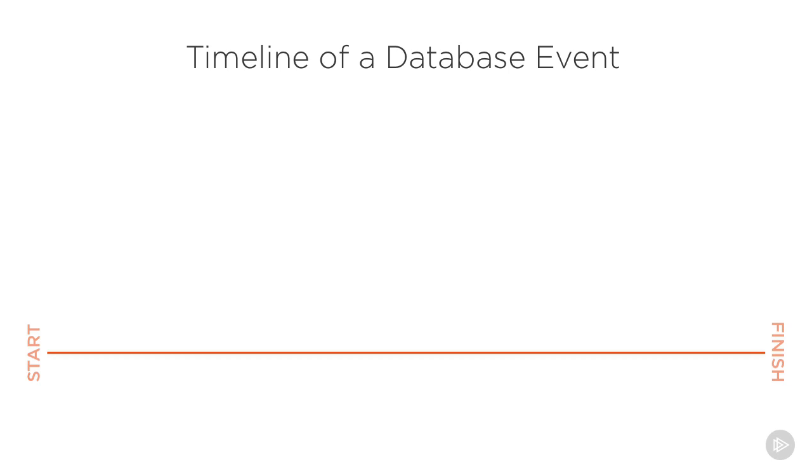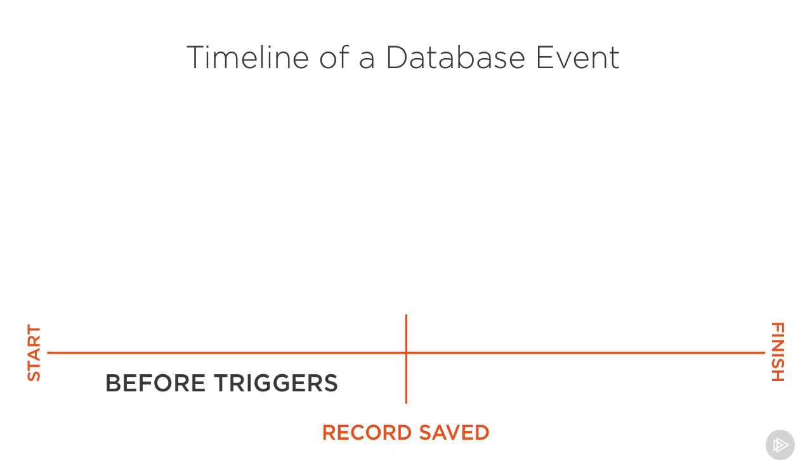This is a timeline of a database event. And by database event, I mean any changes made to your Salesforce database, such as a record being created, edited, or deleted. The record save milestone here is the moment the database event happens for records in trigger.new. Before triggers are run before this milestone, and after triggers simply run after. Let's look at the pros and cons of each type of trigger.